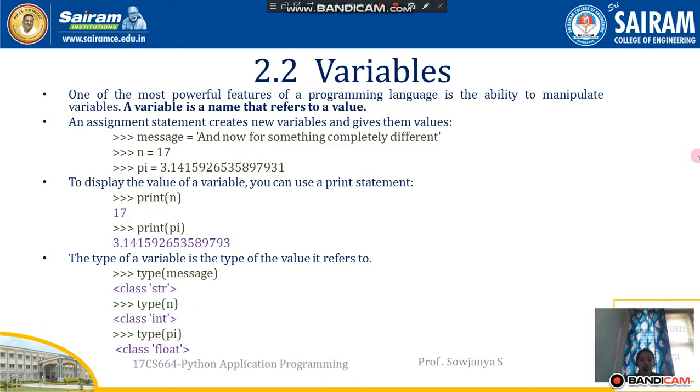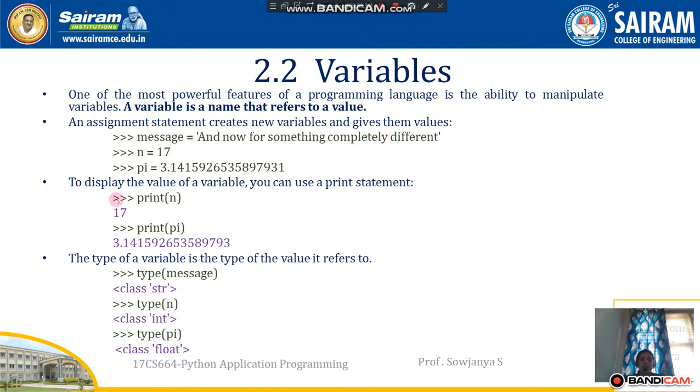The next topic is how to write variables in the Python programming language and what rules are associated with writing variables. One of the most powerful features of the Python programming language is the ability to manipulate variables. What is a variable? A variable is a name that refers to a value. When you have an assignment statement, it creates a new variable and gives it a value.